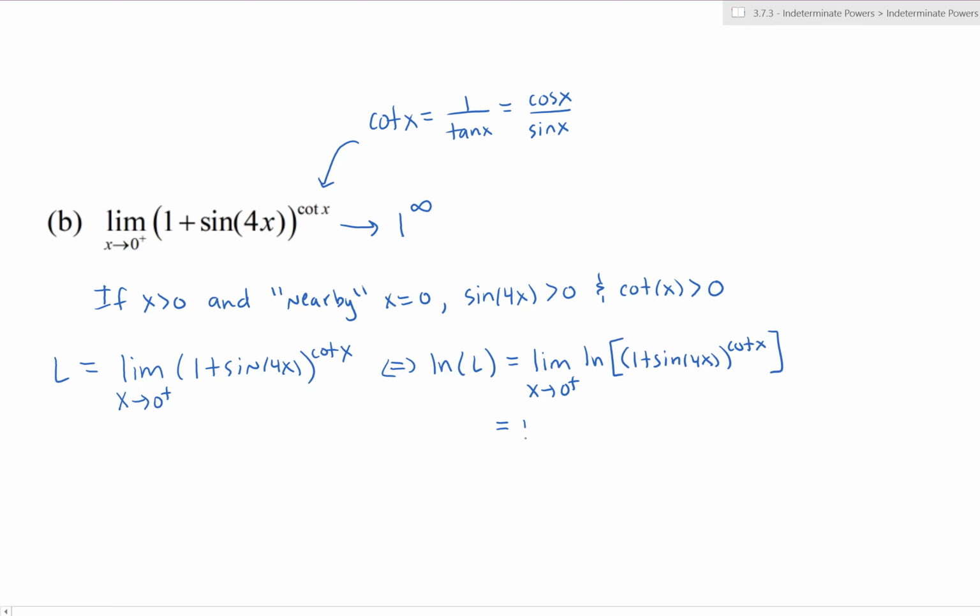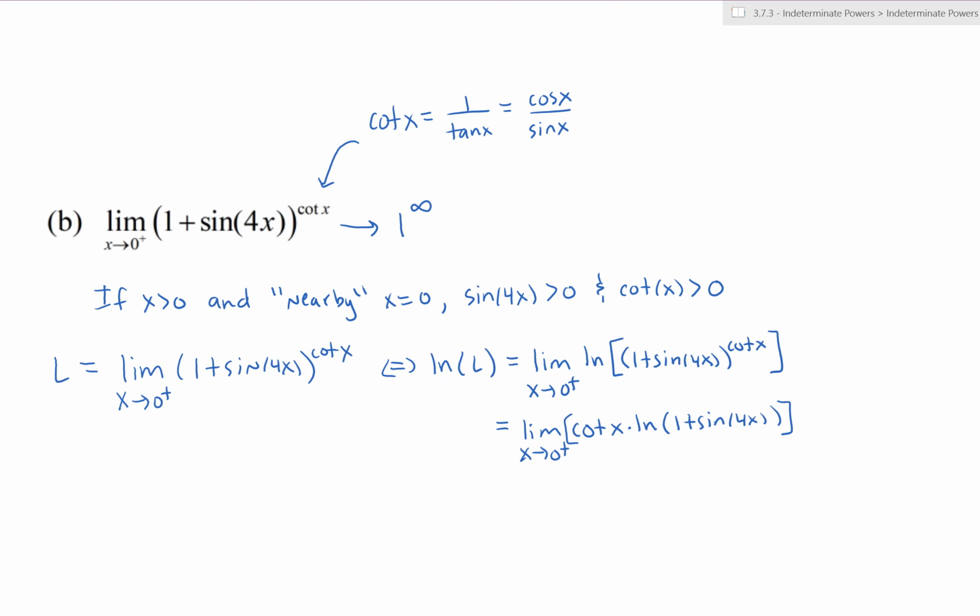Simplifying that gives the limit as x goes to 0 from the right of the cotangent of x times the natural log of 1 plus sine of 4x. So we manipulated it so far using our logarithms. Question is, what happens now? Well, let's think about it.